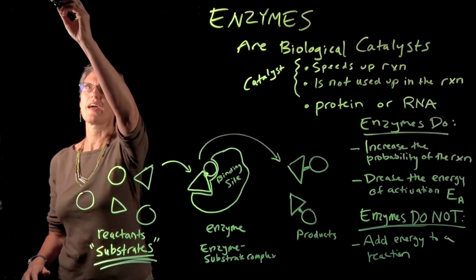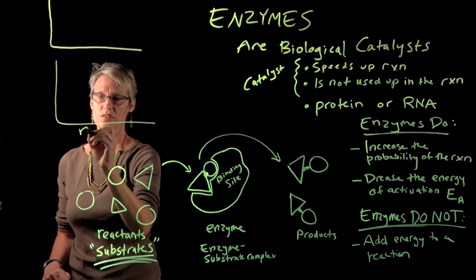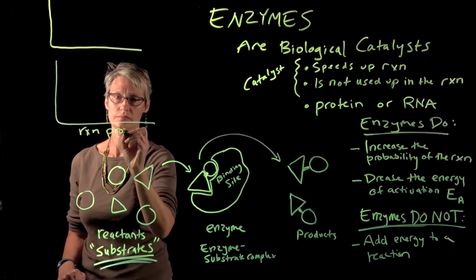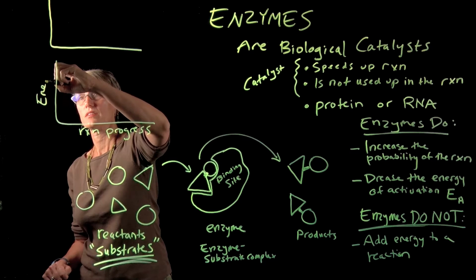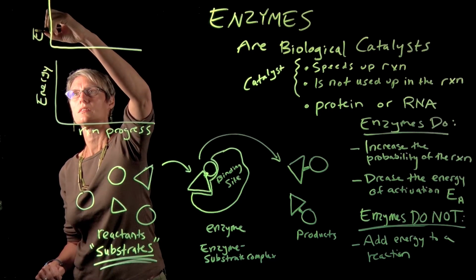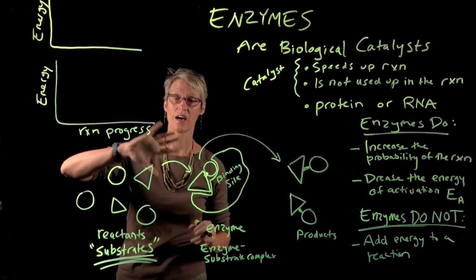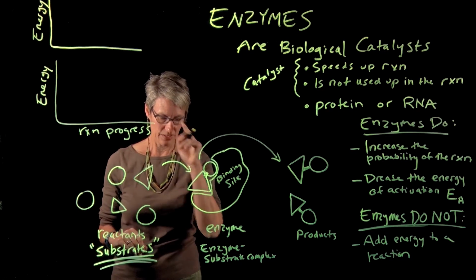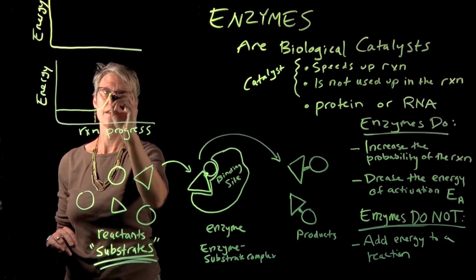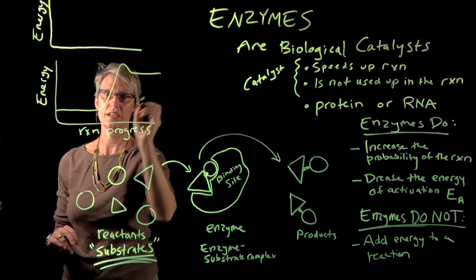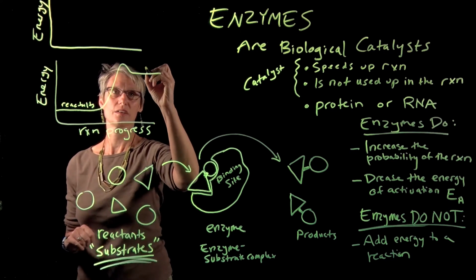A way that you can draw that is, I can draw you a couple of graphs here. This axis is the reaction progress, so it's almost like time. And I'm just going to call this axis energy for now. Basically I'm going to draw the energy state of a reaction as it moves through time. Reactions can start at a low energy state, and then the products can be at a higher energy state. So these are the reactants here, and here are the products.